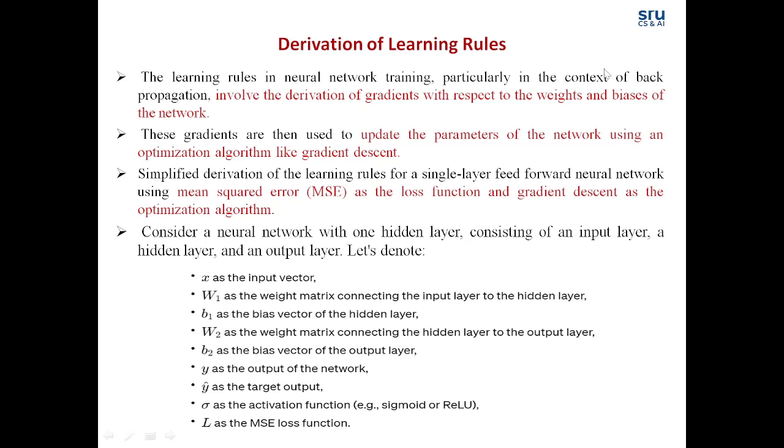So consider here a network with one hidden layer, which consists of an input layer, hidden layer and output layer. Let's denote X as the input vector, W1 as the weight matrix connecting the input layer to the hidden layer, B1 as the bias vector of the hidden layer, W2 as the weight matrix which connects the hidden layer to the output layer, B2 as the bias vector of the output layer, Y as the output of the network, Y cap as the target output, sigma as the activation function, for example sigmoid or ReLU. L is the mean square error loss function.